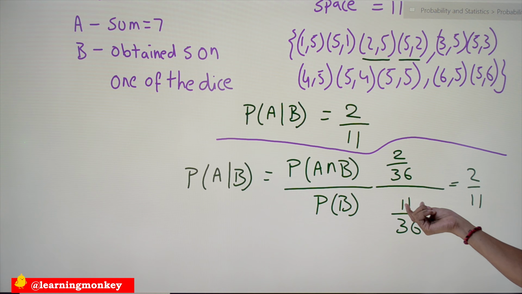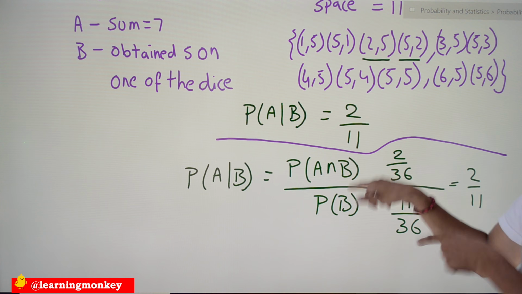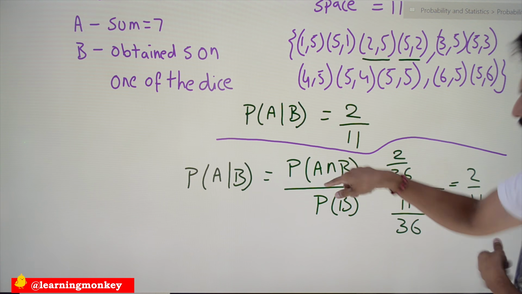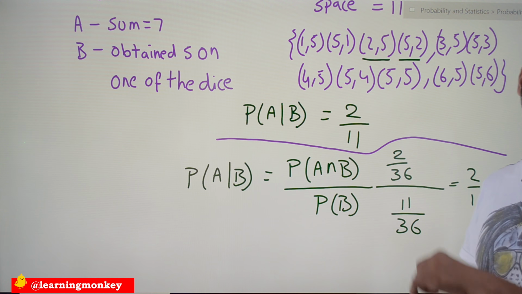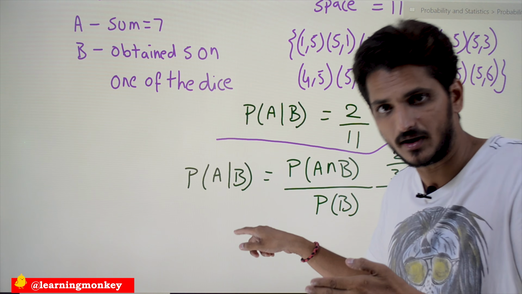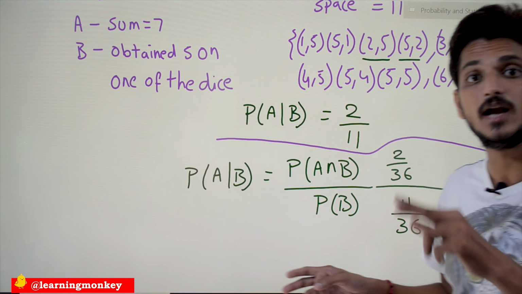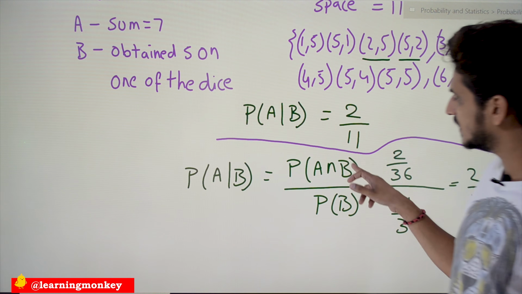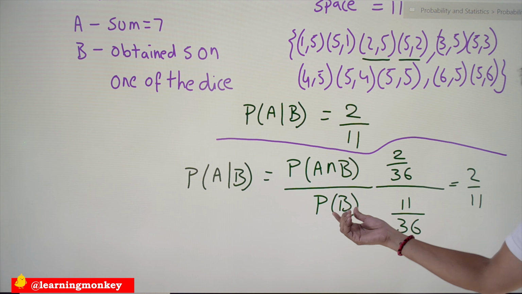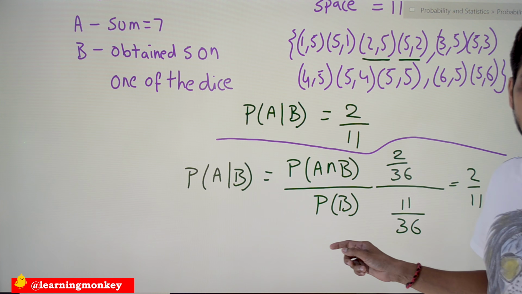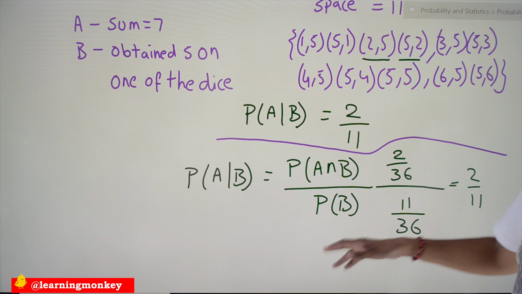In our new sample space, B has already happened, and A should also happen. Then only we satisfy the condition. That's why we have written it as A intersection B. It was already given that B has happened. What is the probability that A should happen? It means A and B both should happen. That's why A intersection B divided by probability of B. This 36 cancels, and the value 11 works as a new sample space. That is how this equation has been obtained. This is what conditional probability is about.